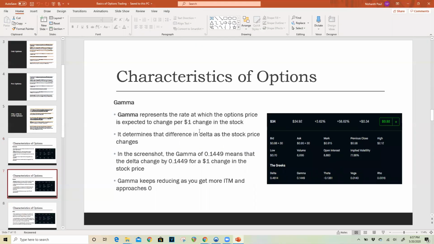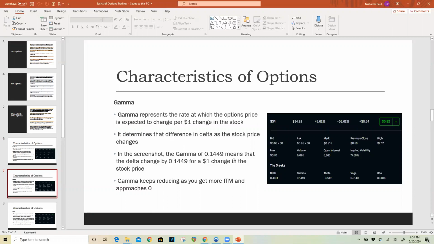Gamma, that's your next Greek. Gamma represents the rate at which the option's price is expected to change per $1 change in stock. The difference between gamma and delta is essentially like the difference between speed and acceleration. One represents how much it's going to change by, and gamma represents at what rate it is going to change. It determines the difference in delta as the stock price changes.